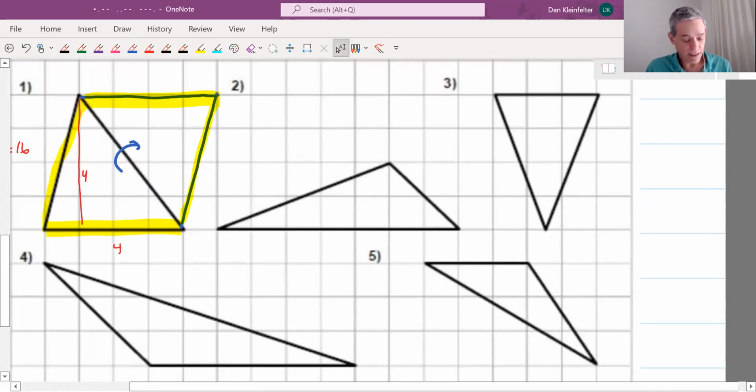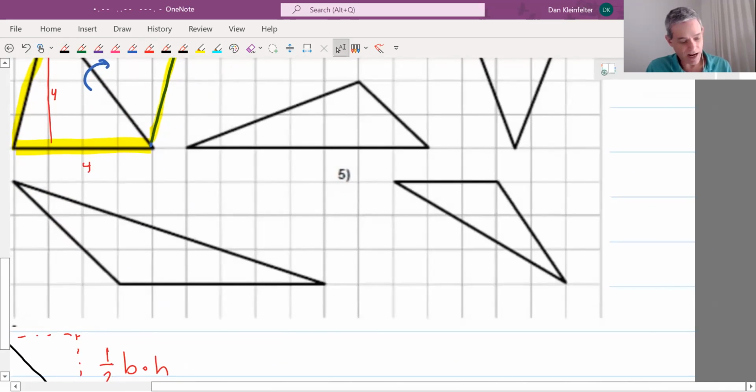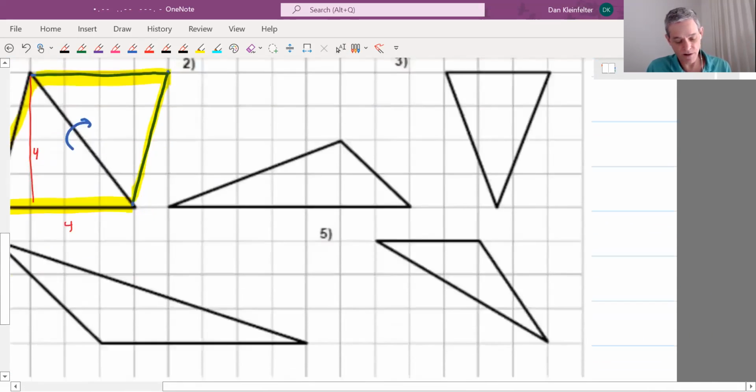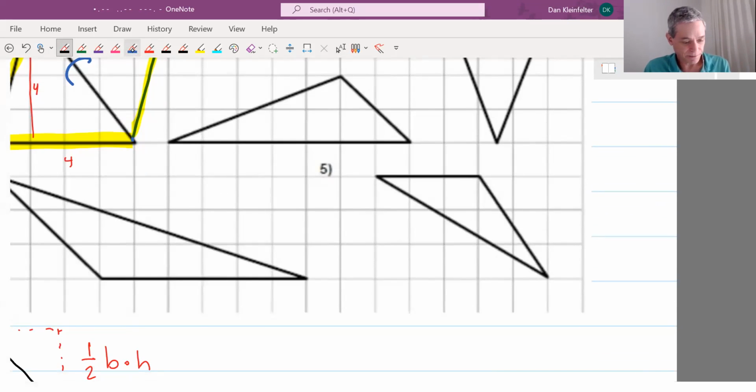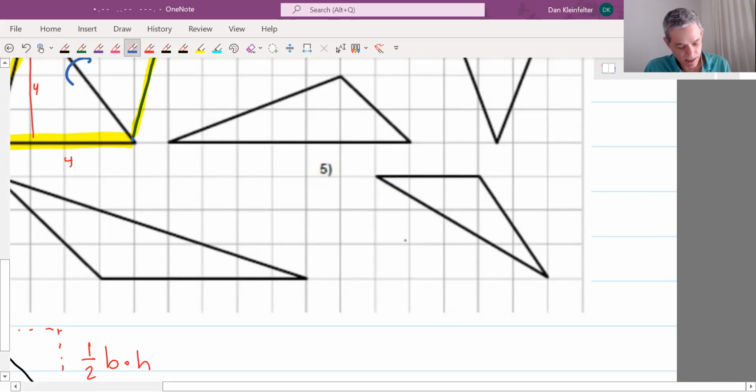Okay, so now let's try number 5. Looks good. The others are going to cross over. So let's try number 5. So for this one, we'll have 1, 2, 3. Okay, so here in number 5, this doubles up to be a parallelogram that has width 3 and height 1, 2, 3. So half of 3 times 3, 3 times 3 is 9. And then we're going to have half of 3.